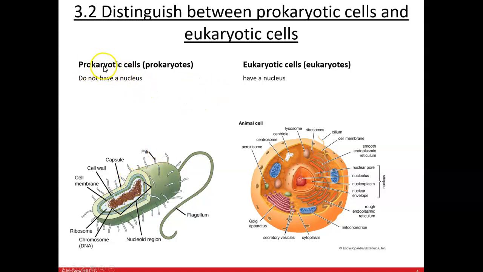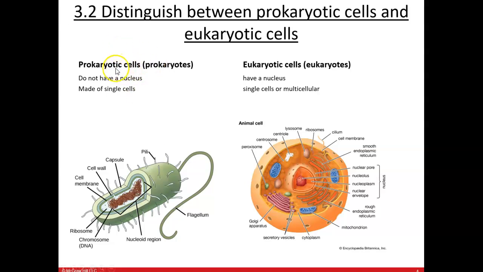In fact, the word prokaryote means pre, as in pro, and karyote refers to the nucleus. So these evolved before the nucleus evolved. Prokaryotes have been around on the planet for about 1.5 billion years longer than eukaryotic cells.